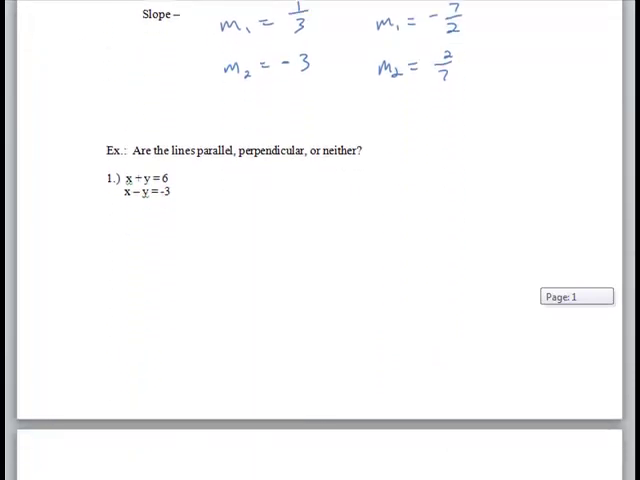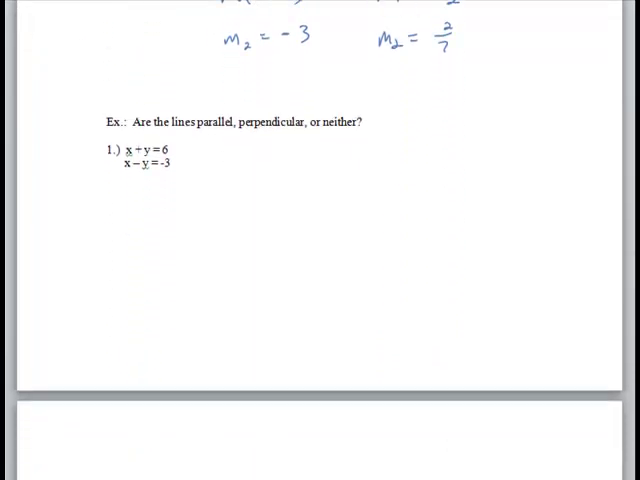So example 1: are these two linear equations parallel, perpendicular, or maybe neither one? Like I said, as soon as you see those words parallel or perpendicular, you want to think of the slope. So that's what we need to begin by finding. Both these equations are in standard form, so we don't know what the slope is. What we're going to do is rewrite each one in slope-intercept form, where we'll be able to easily determine the slope.